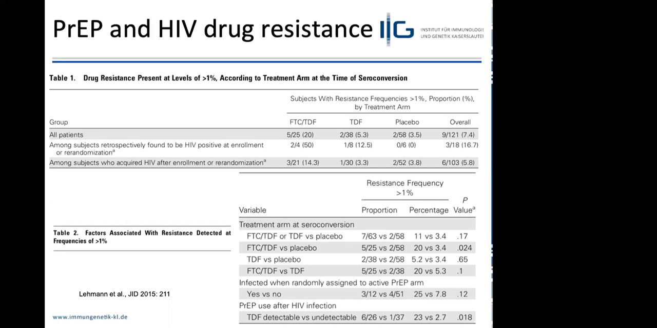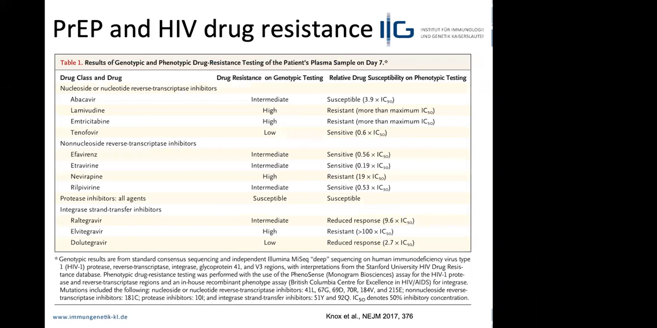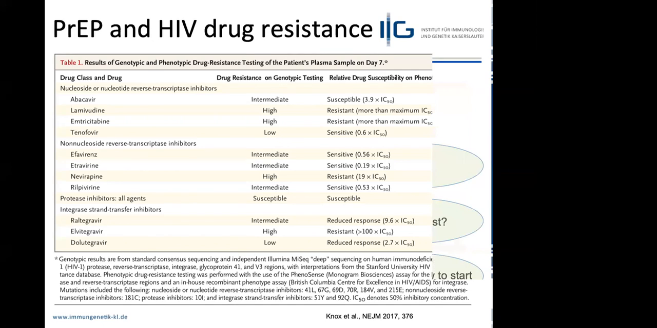We are hoping for the best because we are preventing HIV, but we will see, and we have to learn whether this will cause some problems in terms of drug resistance. And this is another example that failure of PrEP might be related to drug resistance. These are only rare cases at the moment, but these rare cases are also important to be considered.